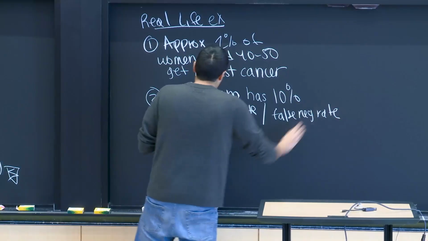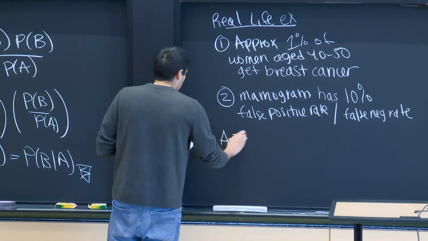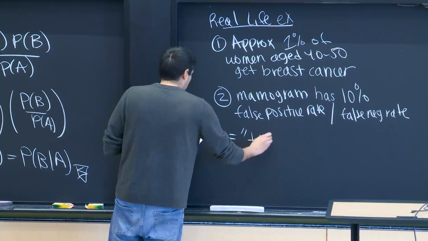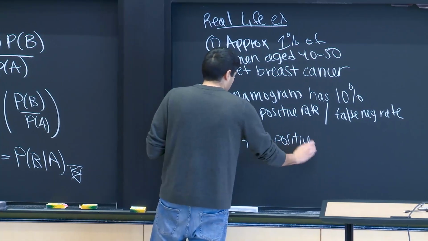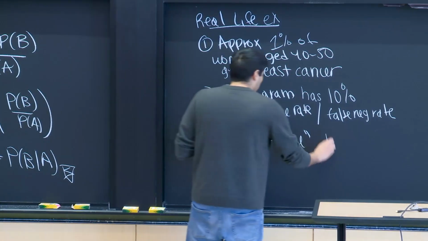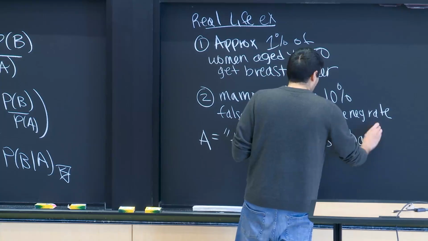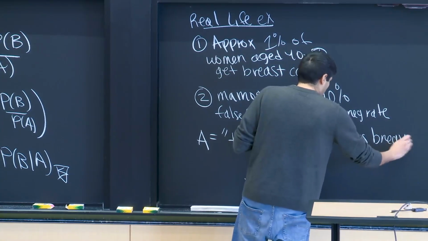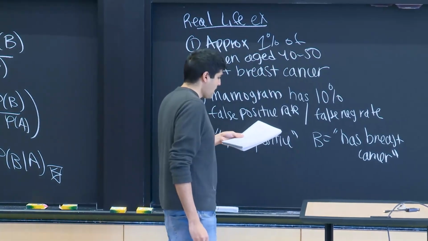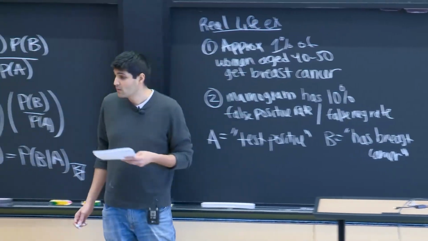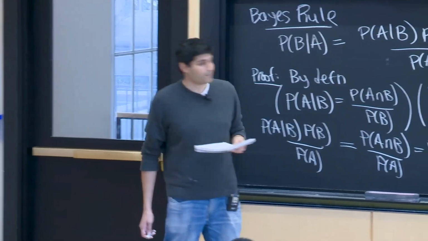So let's look at two events, which we really care about, because our test is imperfect. We can look at A as the event that we test positive, and we can look at the event B that we really have the condition that's being tested for, in this case, breast cancer. These are the two events. And the sample is women aged 40 to 50, yeah, who developed it in that time frame.